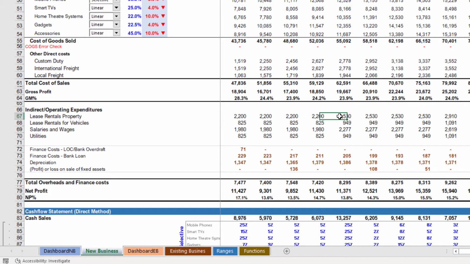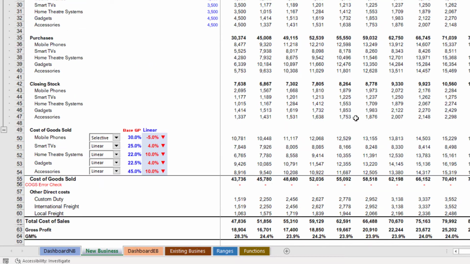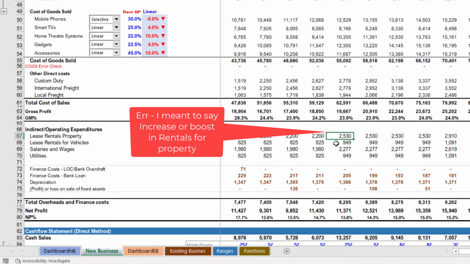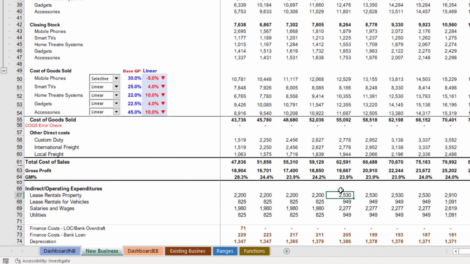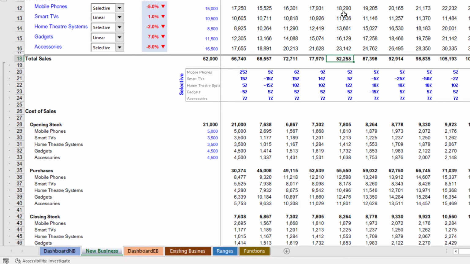But here I have added one more dynamic parameter, where property lease rental, for example, will increase if sales go up. Now, how is that working? For example, our sale has increased from this particular level, we started at 62, and now suppose in May our sale is at 82,000. So our business was a success and we got a real boost in sale down the line in just 4 months.